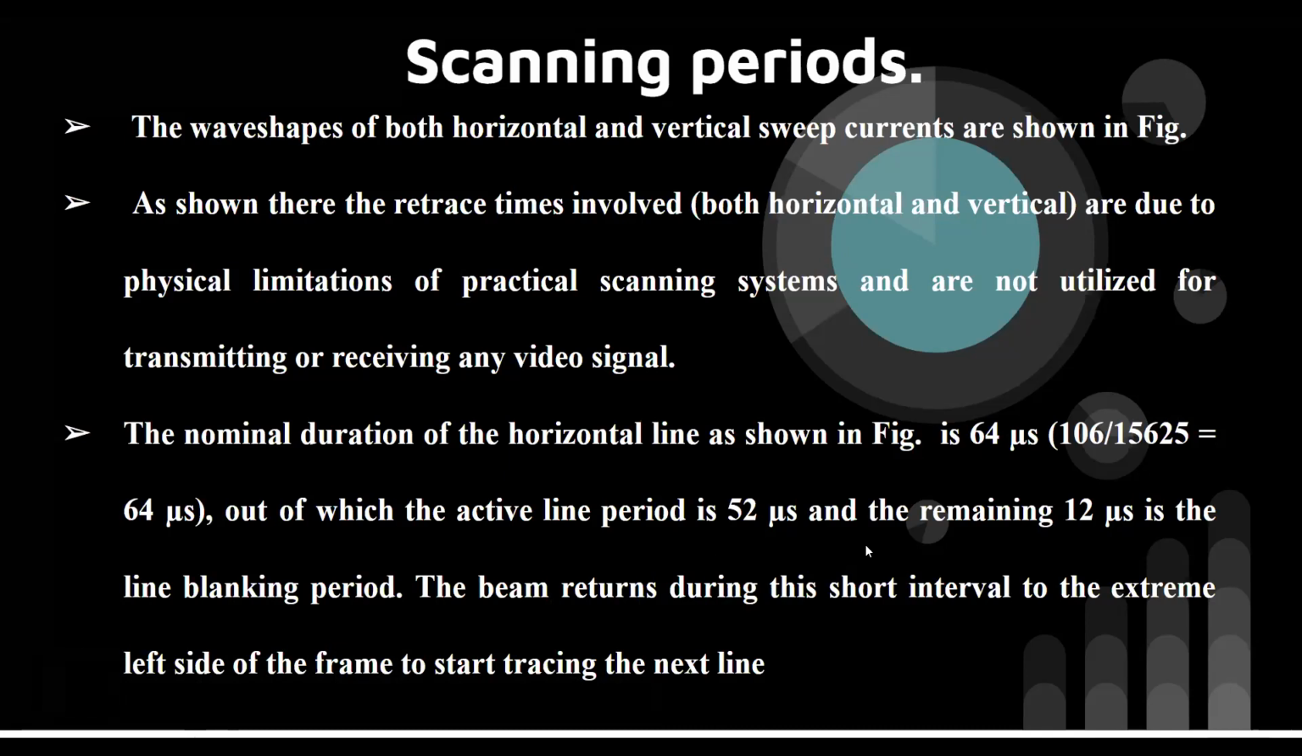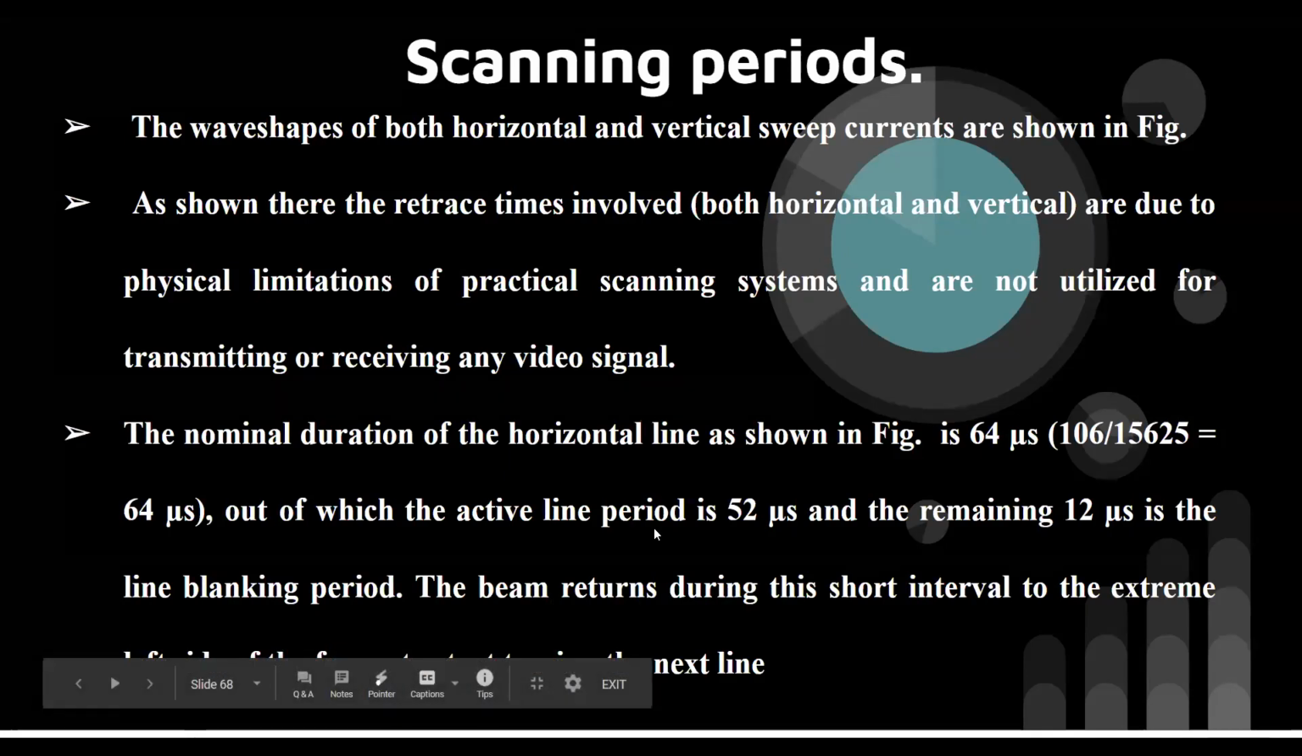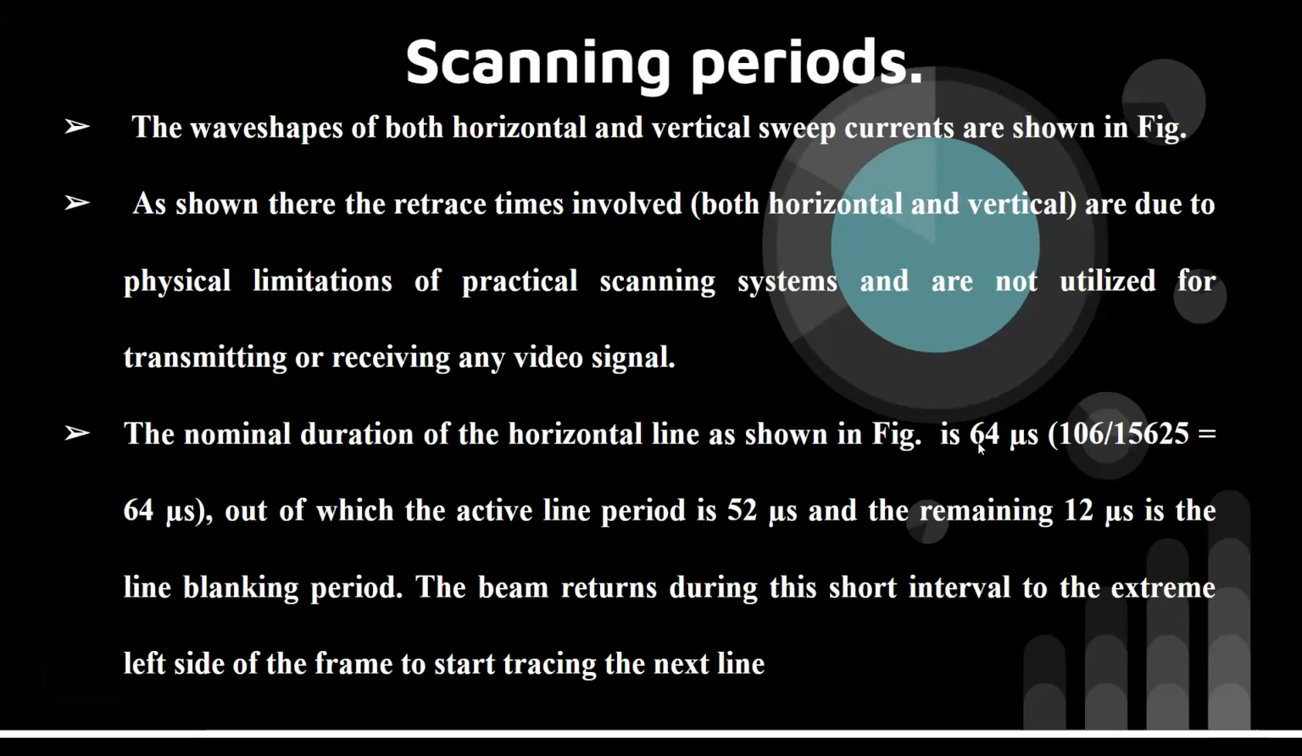So the nominal duration for this horizontal line, how to calculate it? The normal duration is equal to 1 divided by 15,625, which is 64 microseconds. What is that obtained from? It comes from the previous lines that you obtained.